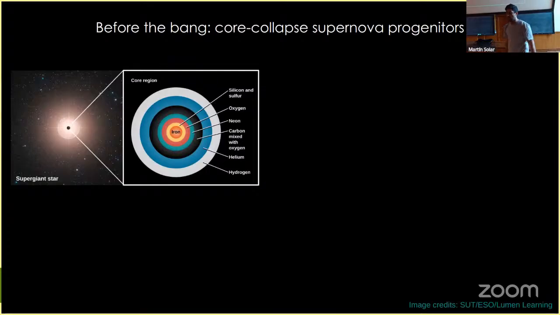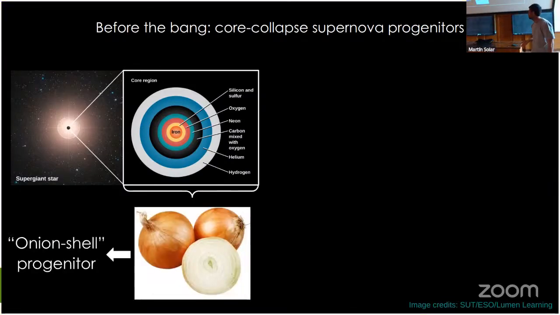So this is like the structure of a star before the explosion, prior to the explosion, before the bang. And this is the so-called onion shell structured progenitor. The elements are distributed by layers. You can see the heavier elements like iron are concentrated in the core. But the lighter ones, like for example hydrogen, helium, carbon, and oxygen, are distributed on the layers.